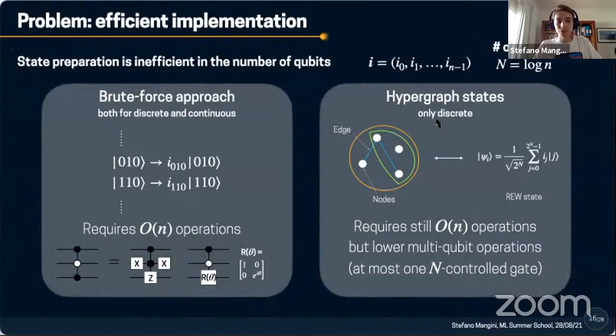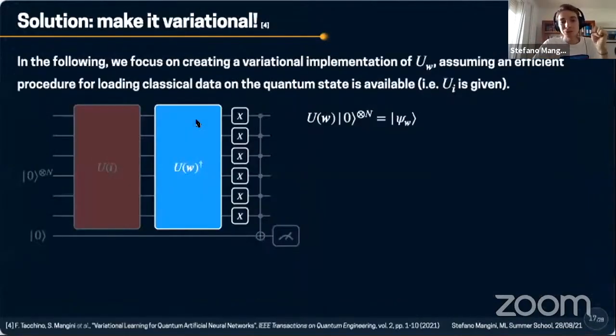Another possible approach is using hypergraph states, which still requires roughly the same amount of operations, but is slightly more efficient because it requires a lower number of multi-qubit gates. But whatever approach you use, either the hypergraph or the brute force approach, this circuit is very difficult to implement because the number of gates you need to use on your quantum circuit scales exponentially with the number of qubits. So a possible solution is, instead of using the exact brute force circuit, to find an approximation of it.